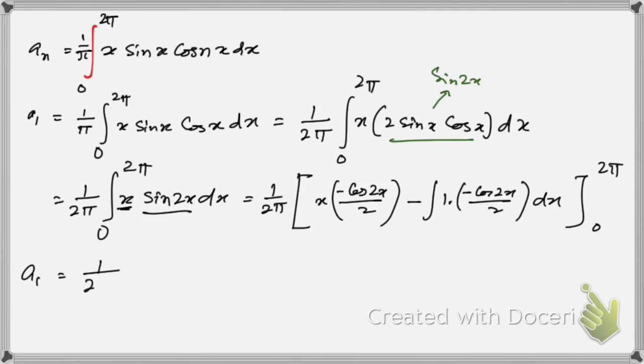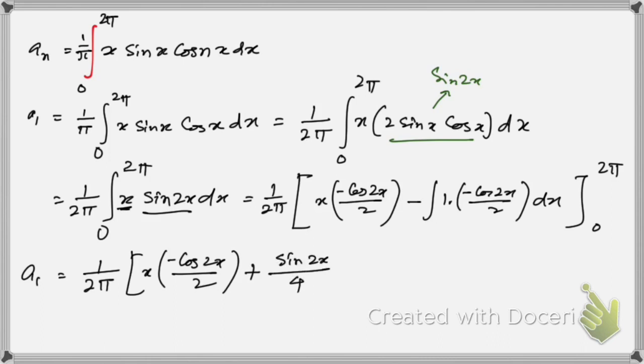So 1 by twice pi, x times minus cos twice x by 2, and then this minus, that's going to be plus, right? Plus again integrating cos twice x, you should get sine twice x by 2, and there is already one more 2, so the 2 times 2 is 4, that's going to be sine twice x by 4. That is what we have got, from 0 to 2 pi.